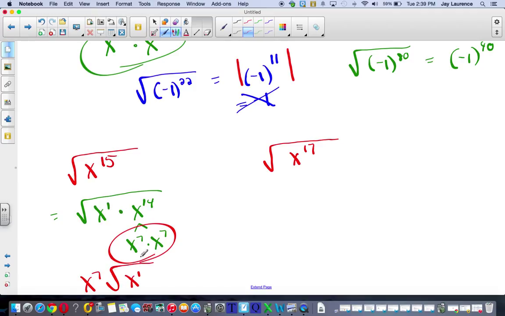I don't have to worry about absolute values because I can't get a negative under here. If x is -1, I get an imaginary number. If I do this, -1 to the 7th, radical -1 to the 1st, I get an imaginary number. Try it on your calculator. If you're on a grapher, it'll say non-real answer.